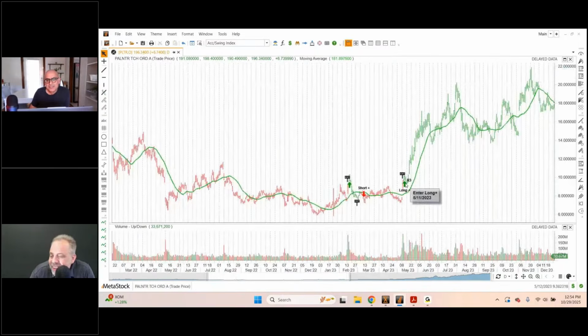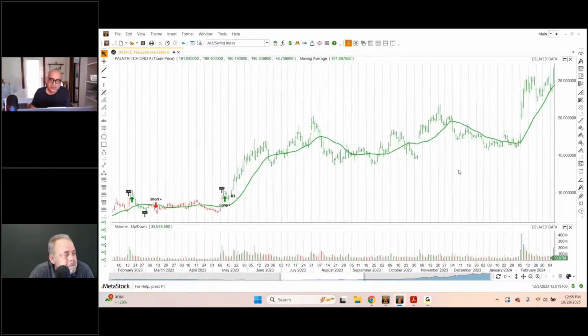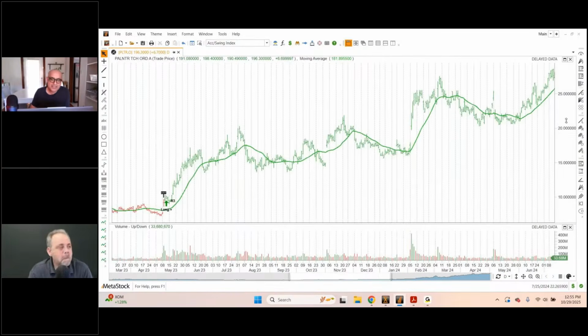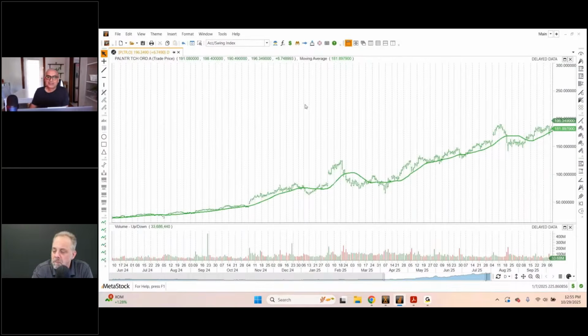Yeah. So May of 2023 at a price of approximately $10, call it. So you would have been in this trade from $10, whatever you're holding in this trade, from $10 all the way to $200. You've got a 20 bagger from just following the green lines.